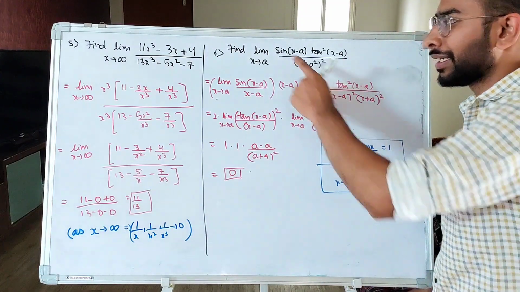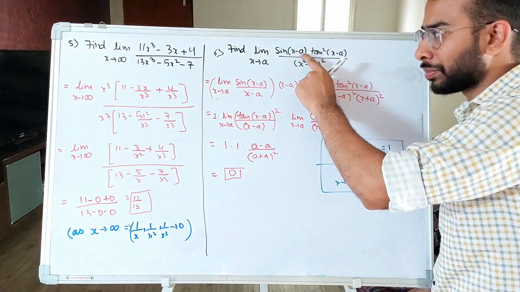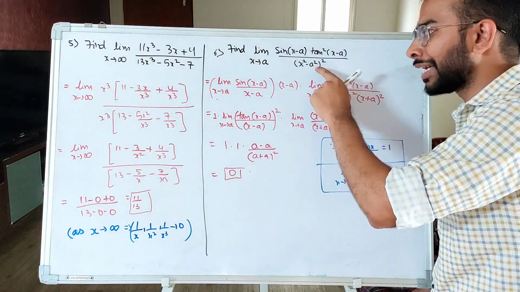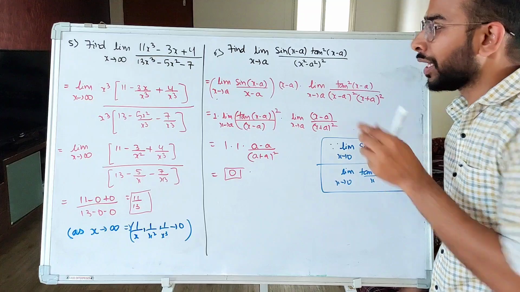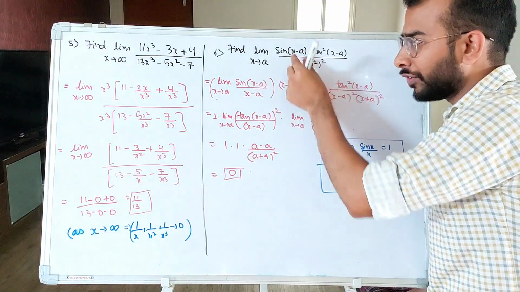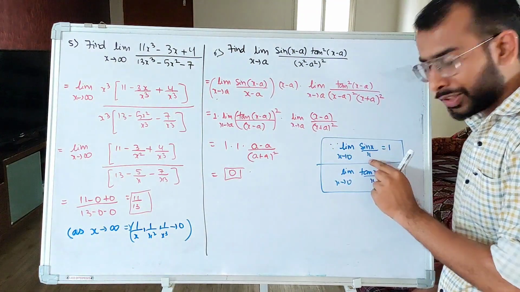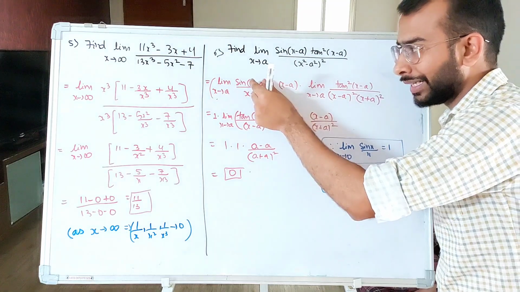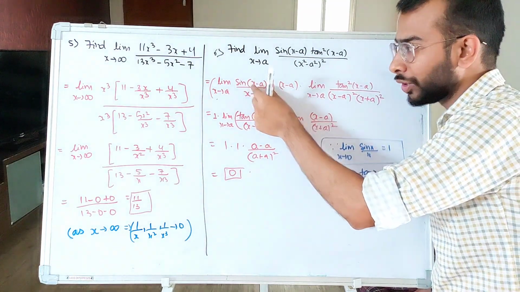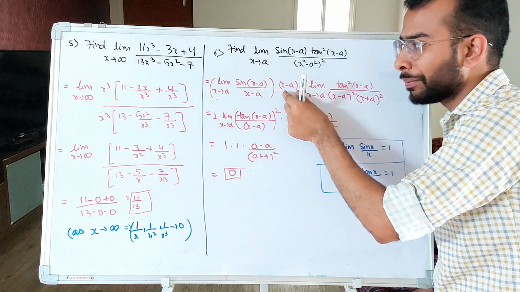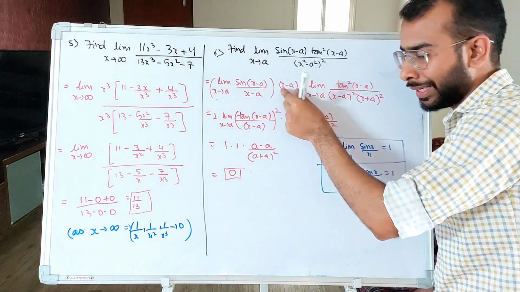The last one is limit x tends to a of sin(x minus a) tan square(x minus a) upon (x square minus a square) whole square. Now for sin(x minus a), what we want is sin x by x, which is 1. So here consider t: sin t by t. So it should be x minus a. Since we have divided, we should multiply also, so x minus a, x minus a.